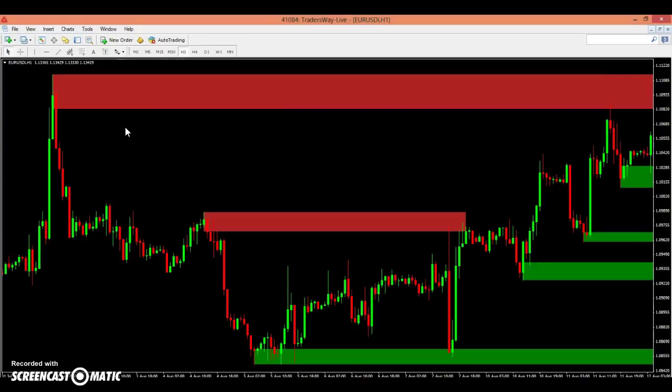Today I'm just going to touch on the supply and demand method. Right now I'm on the Euro USD hour chart. You can use this method on whatever chart you like. It works in all different time frames. I personally prefer the hour chart because I'm a long-term trader. If you're a short-term trader, of course, you're going to use the 5-minute, the 15-minute chart, etc.